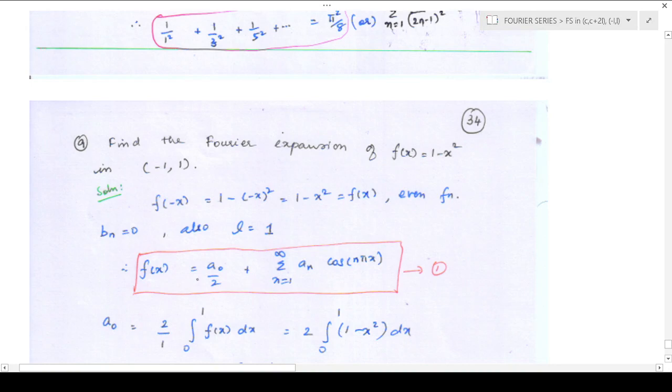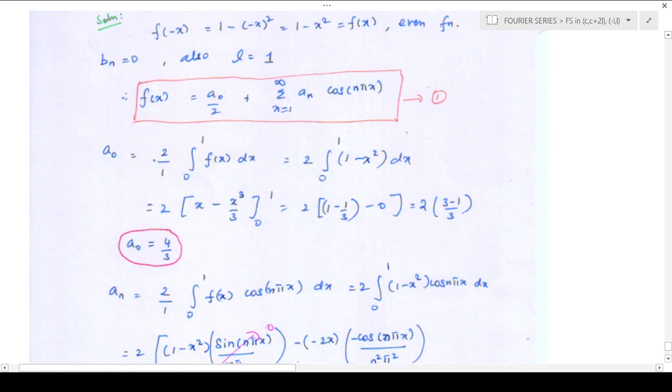Bn is 0. Here f of x will be a0 by 2 plus summation n equal to 1 to infinity an cos n pi x by L, L is 1. So by 1 it is. Similarly, 2 by 1, 0 to 1 f of x dx. F of x you are substituting, integrating, you are getting it to be like this. An is also 2 by 1, 0 to 1 f of x cos n pi x by 1 dx.